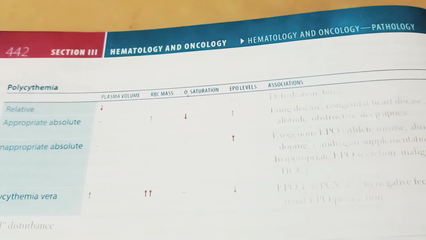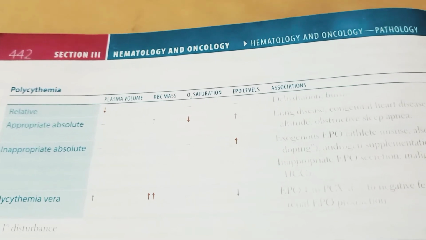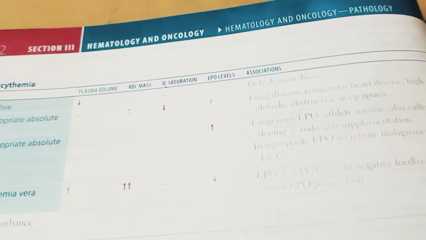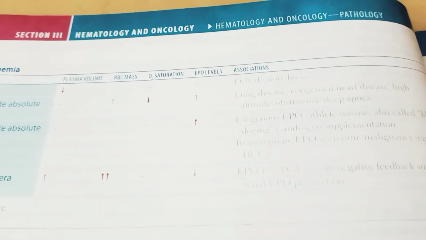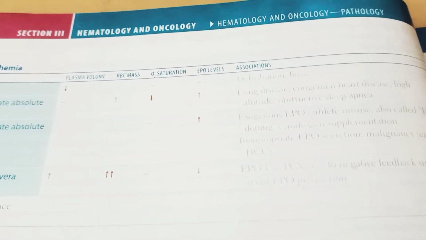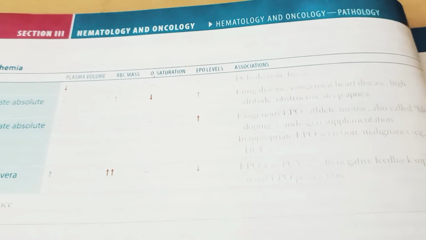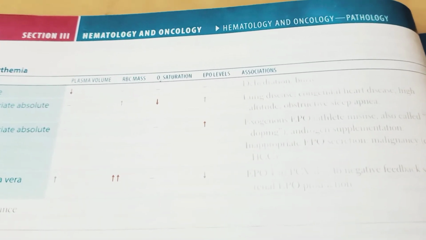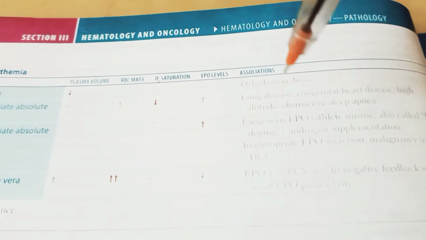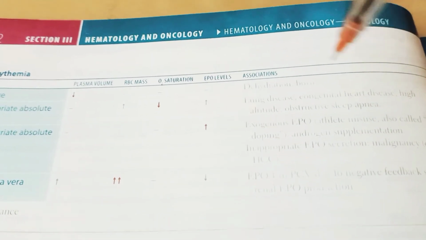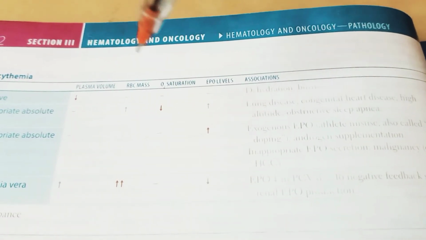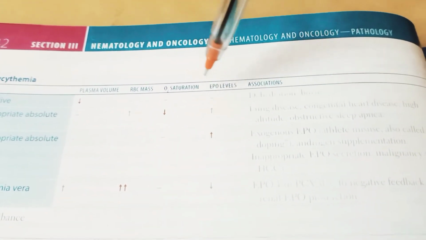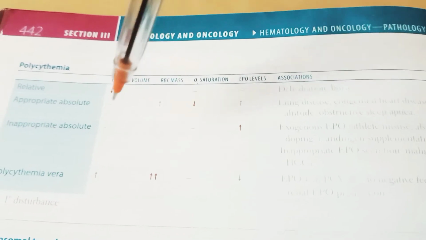As the EPO levels are increased, only RBC is increasing. EPO is nothing but erythropoietin. So here the association is lung disease, congenital heart disease, and high altitude, obstructive sleep apnea. In all these conditions, you can understand the oxygen saturation is decreased, especially in lung disease, some congenital heart disease, and high altitude obstructive sleep apnea. Here the oxygen saturation is decreased, so EPO is increased. Because EPO is increased, RBC is increased.